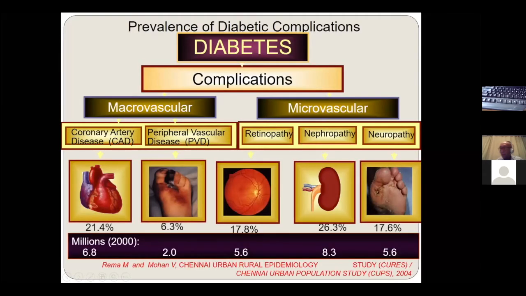So you all know that diabetes leads to many complications, both macrovascular and microvascular. Among macrovascular, you have coronary artery disease and peripheral vascular disease, which is almost to a tune of around 21% and also around 8 to 10%, which increases with uncontrolled hypertension and smoking. Nephropathy, almost around 25% or 26% will have nephropathy, and neuropathy and retinopathy are also part and parcel.